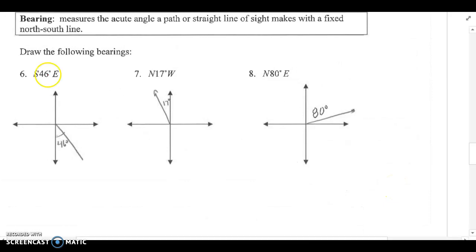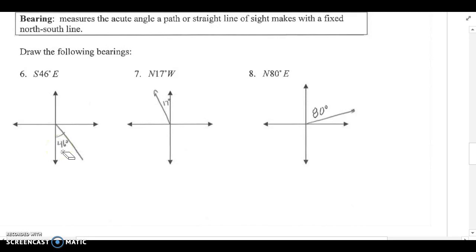Bearings. We read bearings, middle, end, beginning. So 46 degrees east of south. In other words, it's not going directly south. We have to rotate 46 degrees to the east of south. And so then this is what our bearing looks like, and our 46 degrees is right there.